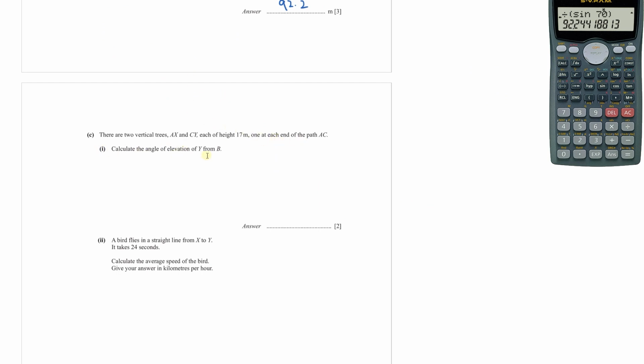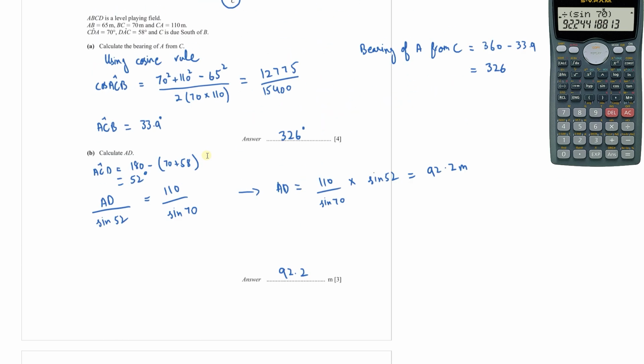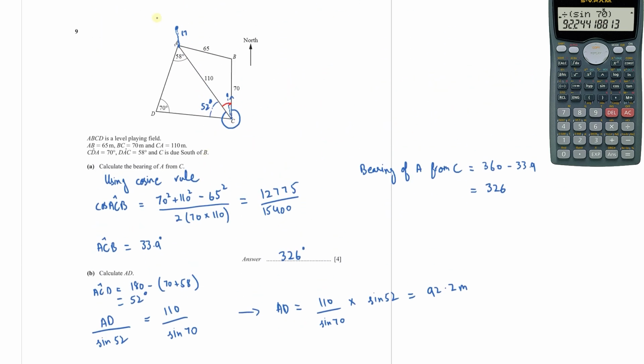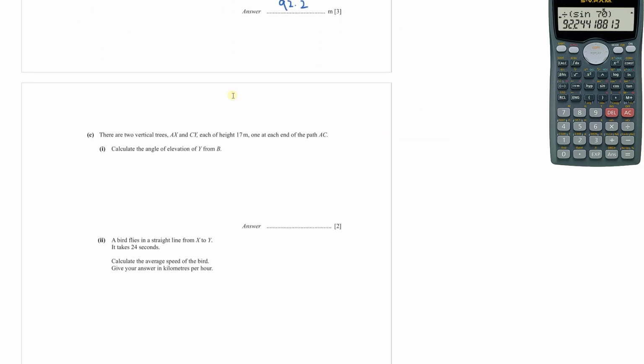Calculate the angle of elevation of Y from B. So this one is X, that is above A, and this one is Y. So you have to find the angle of elevation of Y from B. So let me draw this CYB triangle from the side view. If you're looking from this side, I'll draw this side view to make it easier to visualize.